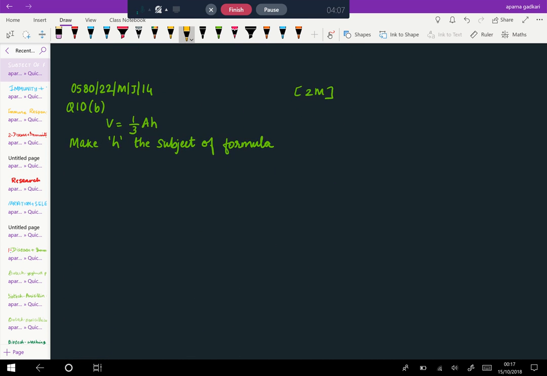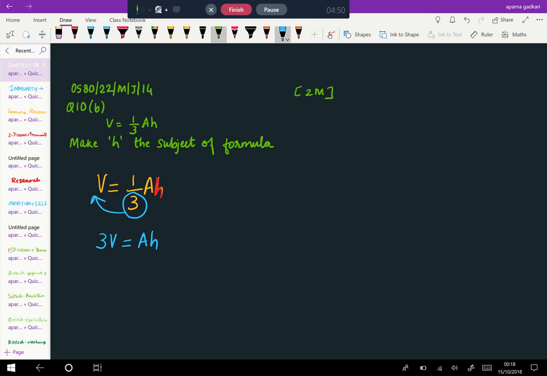Now the next one. This question has been taken from May June 2014, paper 2-2, and that's question number 10b. V equals 1 upon 3 ah, and we need to make h the subject of formula. So rewriting the question, v equals 1 upon 3 ah. So you need to make h as your subject, so you need to see that h remains on one side finally. So our first step is what is in the denominator, push it to the numerator on the left hand side. So when something in the denominator goes into the numerator on the other side of the equal to sign, you know it goes into the numerator. So therefore we have 3v equals ah.